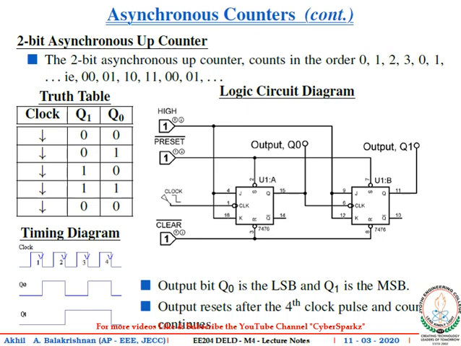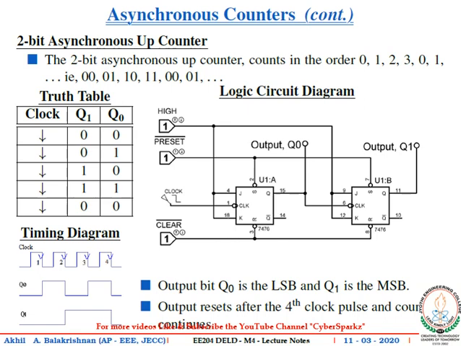Since we are using JK flip-flops, they must be operated in toggle mode, which means the J and K inputs must be connected to logic high. Here, the first flip-flop is provided with the clock signal and the second flip-flop has a derived clock from the output of the first flip-flop. That is, the output Q of the first flip-flop is connected to the clock of the second flip-flop.